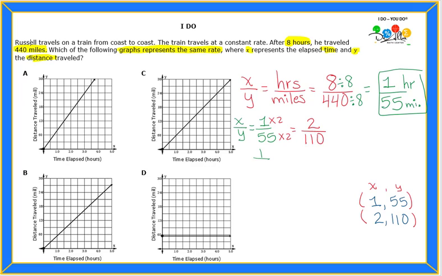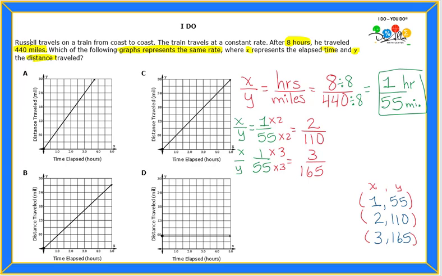So I'm going to write 1 over 55, and now I'm going to multiply by 3. That gives me a 3, and 55 times 3 gives me 165. Remember, the numerator is always your x and the denominator is my y. So let's write down my new ordered pair, and that would be 3 and 165. And we got 3 ordered pairs. Now let's do one more.